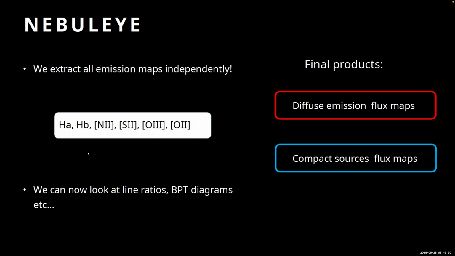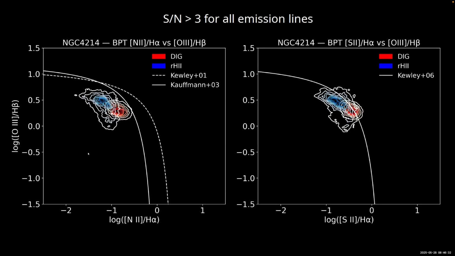If we really manage to split the two components, then when doing line ratios we should see some differences. So here is the BPT diagram for all the pixels with a signal-to-noise ratio higher than 3 for all the emission lines, for NGC 4214, the irregular galaxy I just showed you. In blue, you have the H2 regions, and in red, you have the diffuse emission. So those are a BPT diagram.